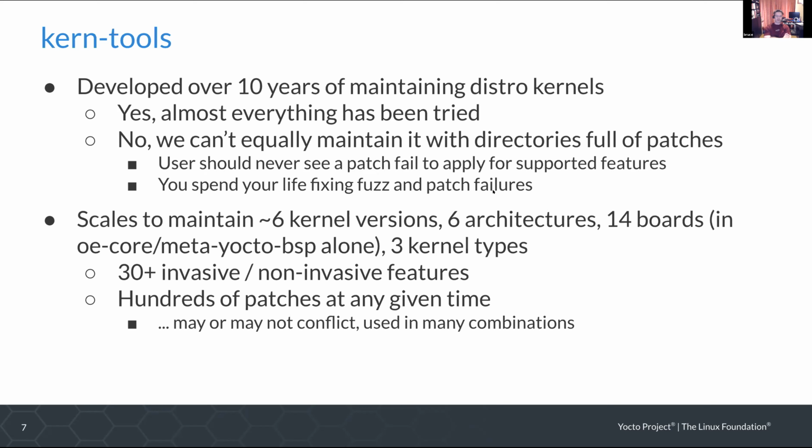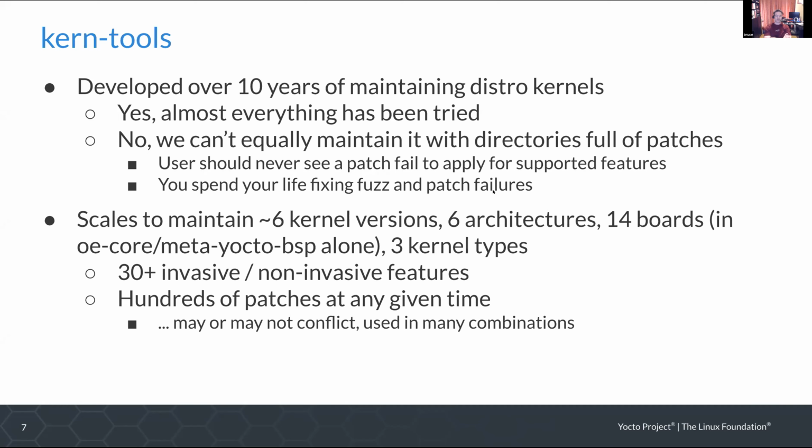I'm supporting roughly 6 different major kernel versions, 6 architectures, 14 reference boards in OE-Core, Meta-Yocto, and BSP alone, and 3 different kernel types, stacked with 30-plus invasive and non-invasive features. And by invasive, I mean something like PREEMPT_RT or AUFS. And these have come and gone over time. There's actually fewer now because everybody's getting better at mainlining their features.